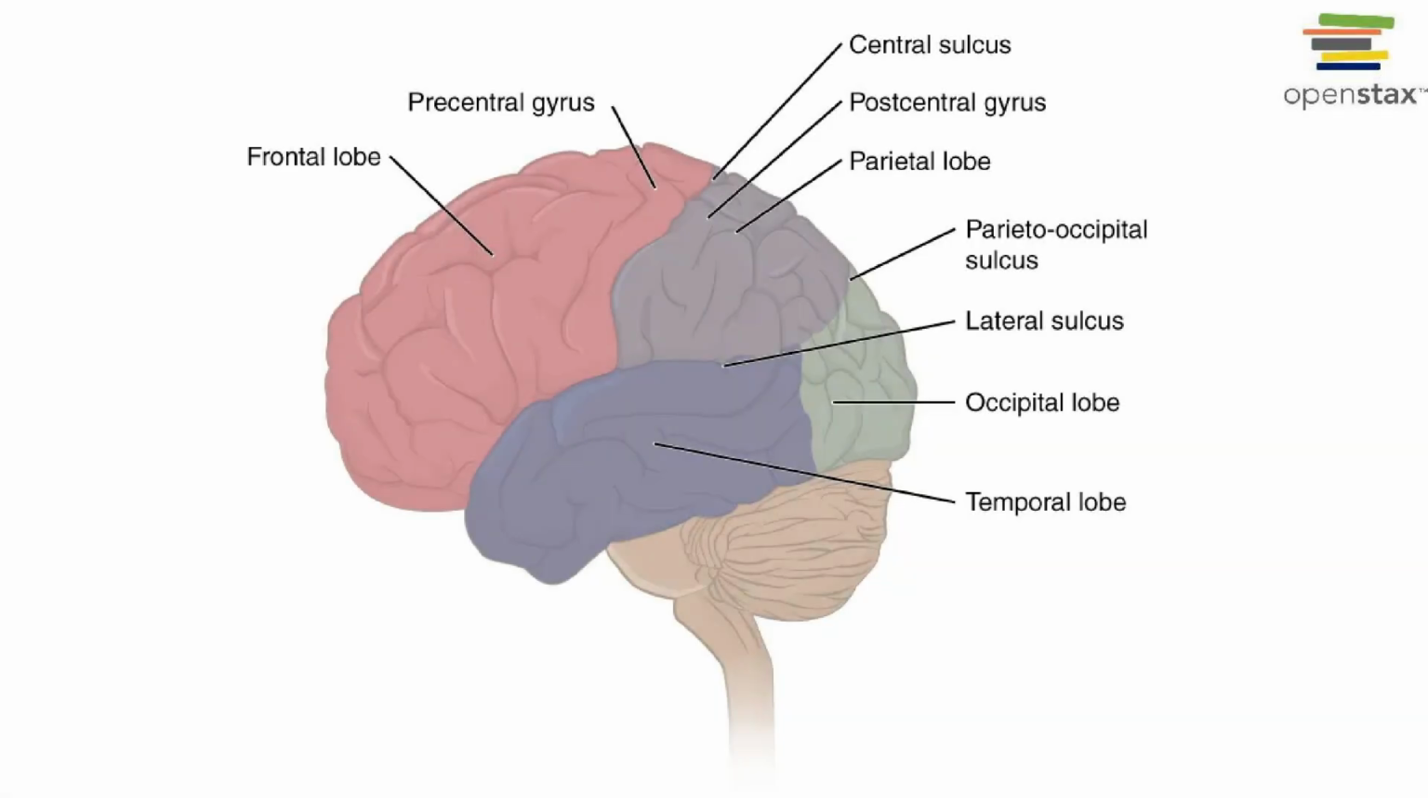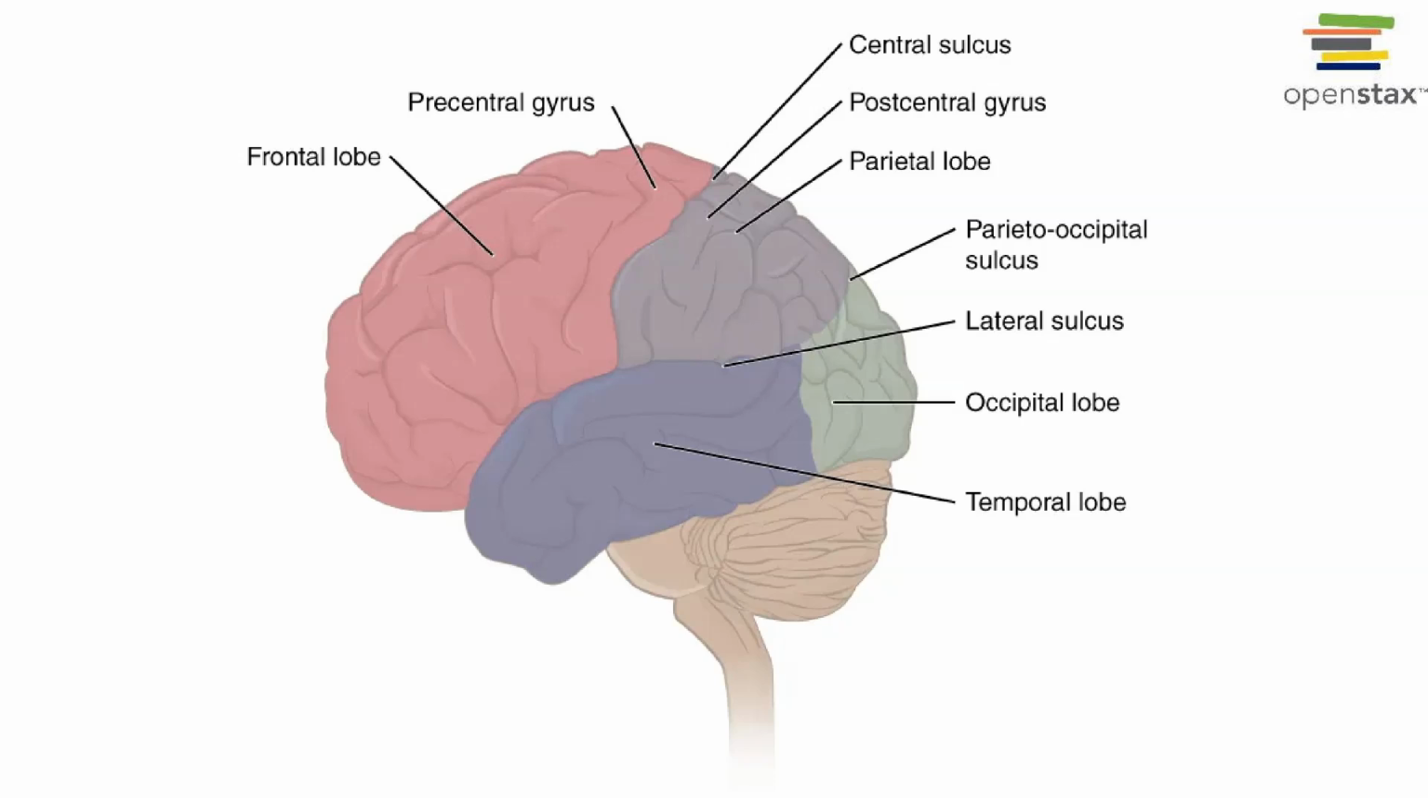The cerebrum is also divided into lobes. The frontal lobe is involved in motor control, problem solving, and personality. A key area here is the precentral gyrus, which contains the primary motor cortex. This region sends commands to skeletal muscles, initiating voluntary movement. The central sulcus is located between the frontal and parietal lobes.